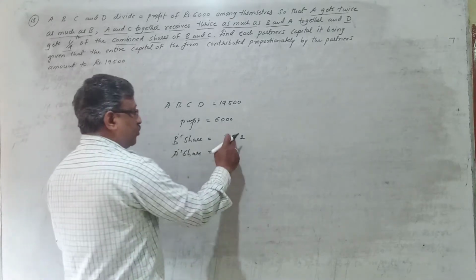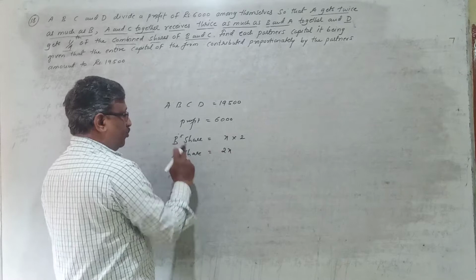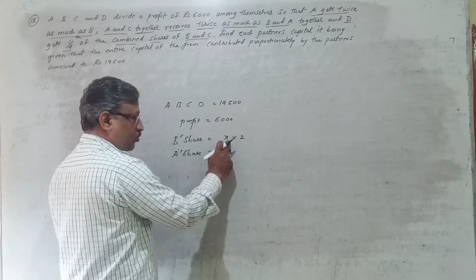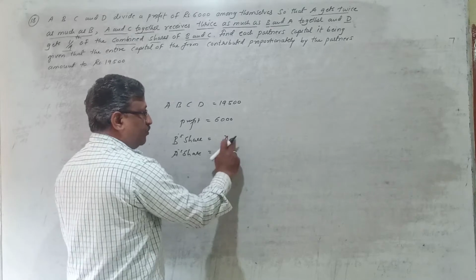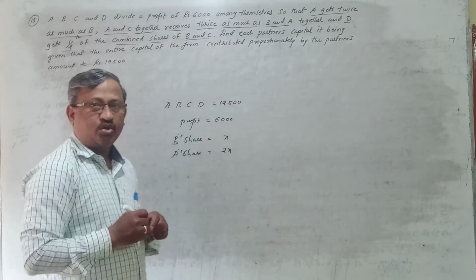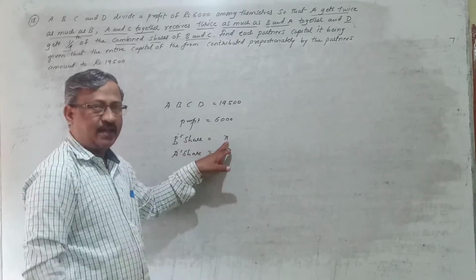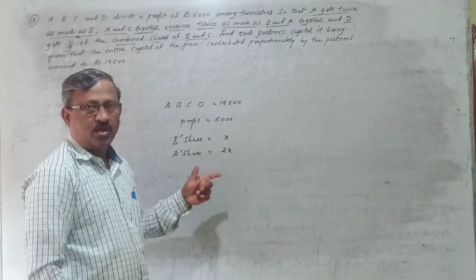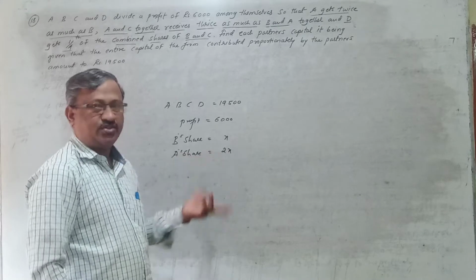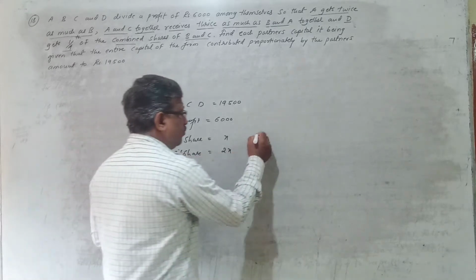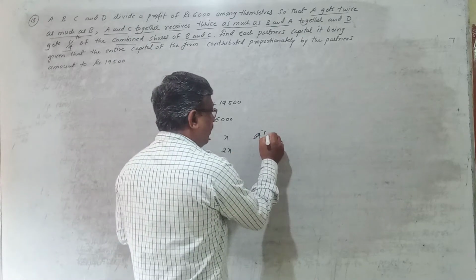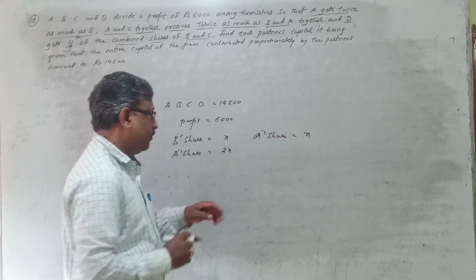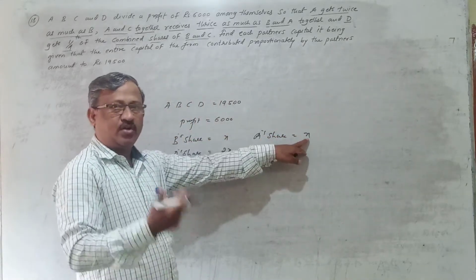2x. So like this, to find out A's share, you must know B's share, which is not known. So I am going to assume it as X. So assume B's share as X rupees. You can assume A's share also here. It's not that you have to assume B's share only, you can assume A's share also. Suppose if you assume A's share as X rupees, means this is A's share, it is already double.